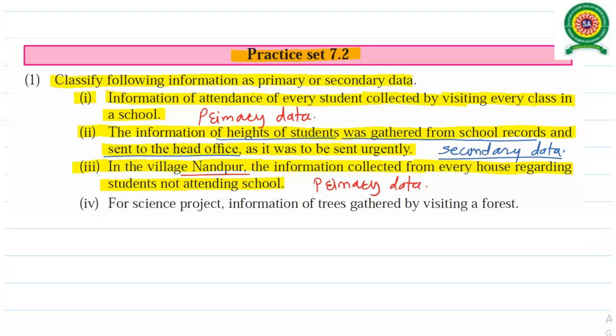Now look at the last sub question, number 4. For a science project, information of trees gathered by visiting a forest. Again, it will take lots of time because we have to visit the forest and collect the information of trees from the forest. So it will take lots of time, and it will give us the detailed information about each tree, so it is the primary data.